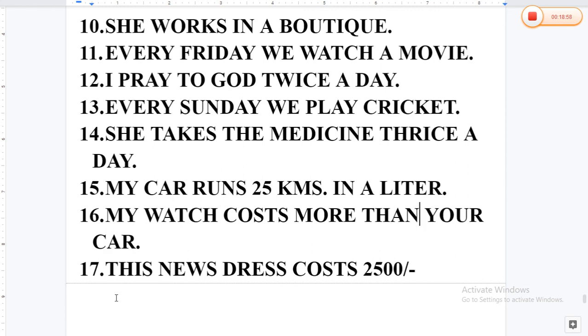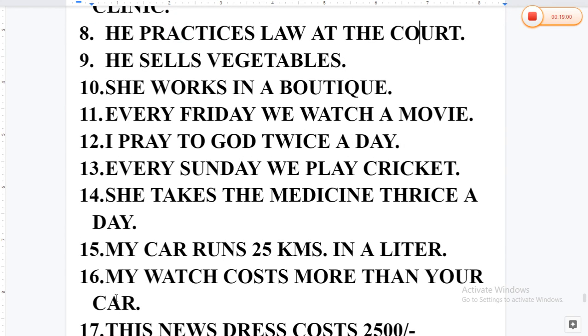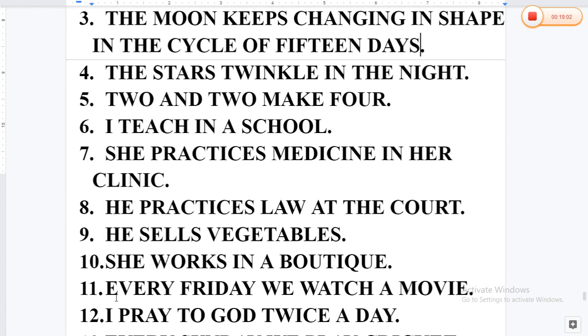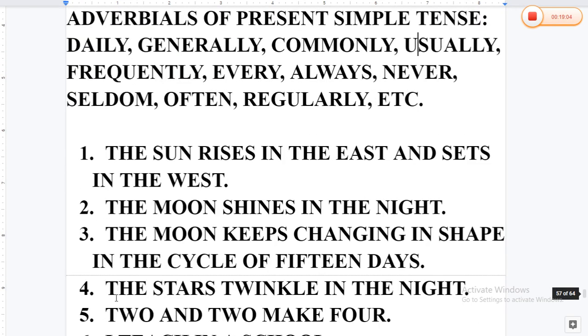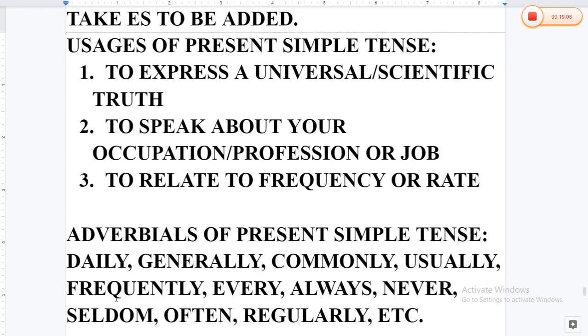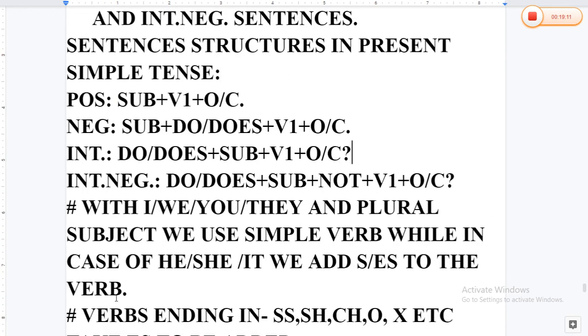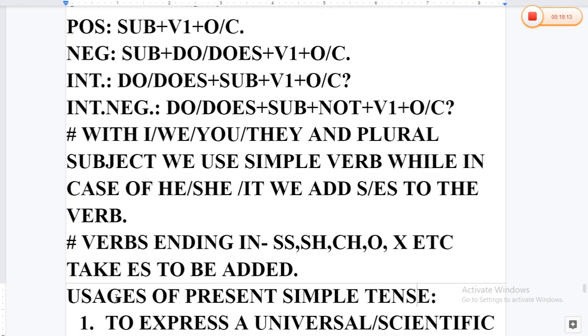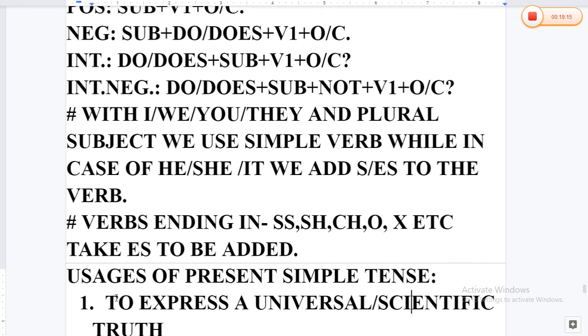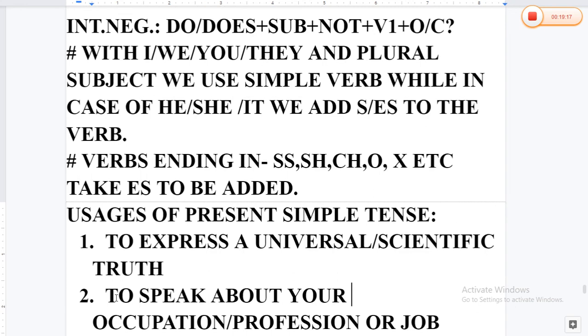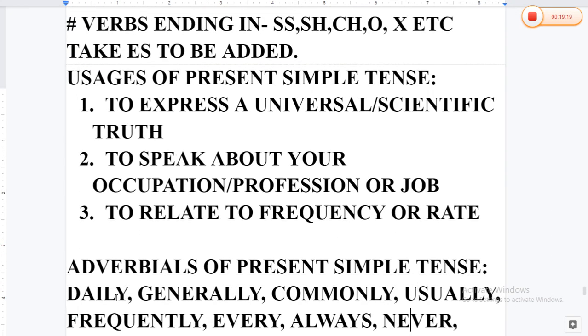If you have any doubt about present simple tense, you can ask me. We have seen some rules, and then we discussed structures, and then some common rules regarding verb s or es, and then usages, and then adverbials.